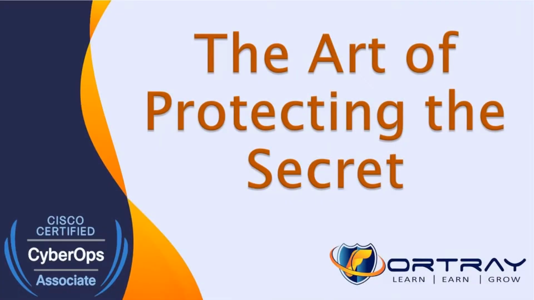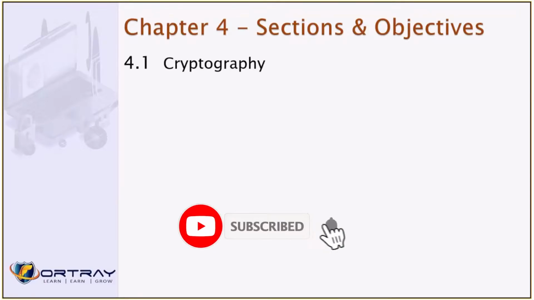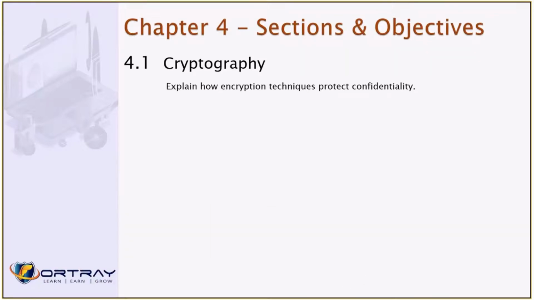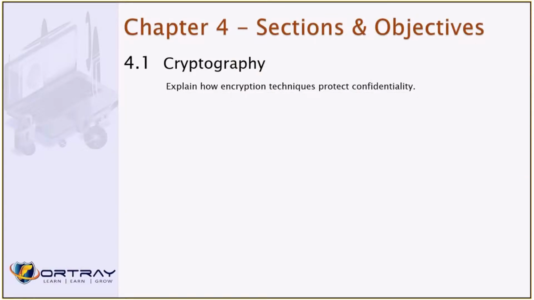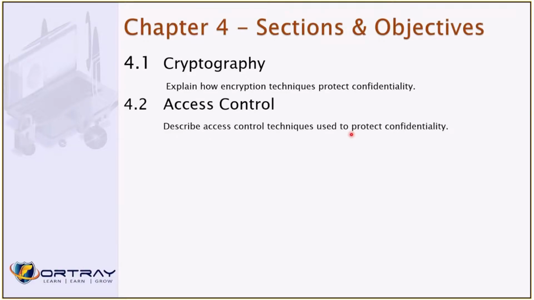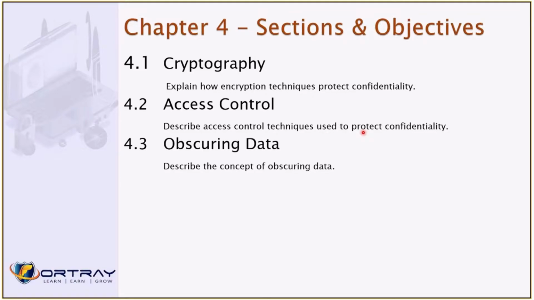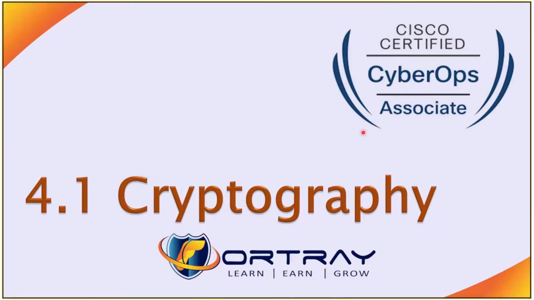What we are going to discuss in this chapter is cryptography, the techniques which achieve confidentiality. Cryptography and access control: describe how access control is used to protect the confidentiality of data, and describe the concept of securing the data. So what is cryptography?